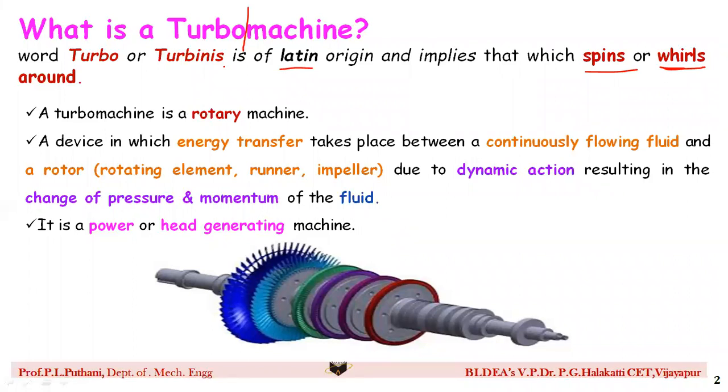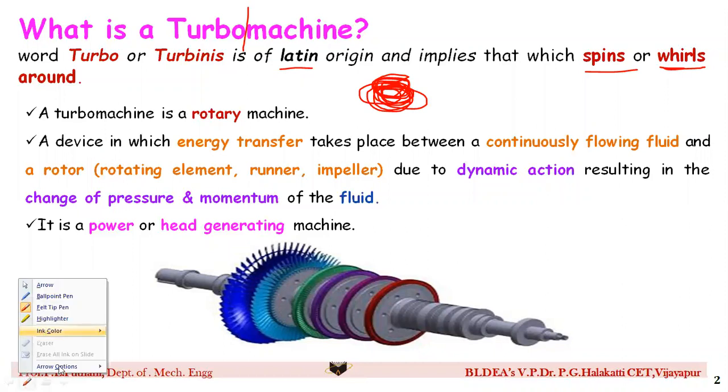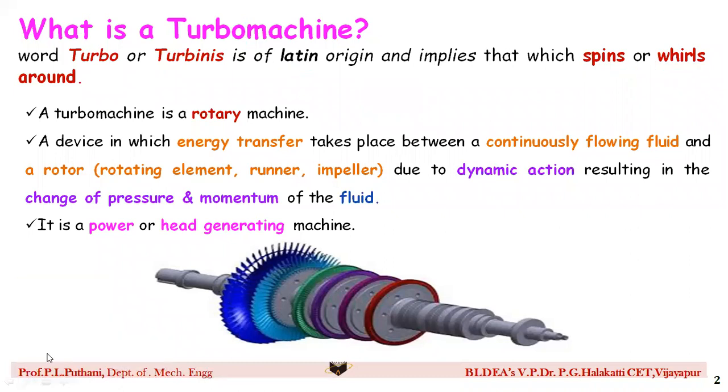The best example for this is that you have heard about Whirlpool washing machines. In the Whirlpool advertisement you have seen how a completely spinning action takes place inside the washing machine. This type of whirling or spinning action, we call by the term turbo. Therefore, a turbo machine develops a spinning action where, with the help of the spinning or whirling action, the energy transfer takes place between the flowing fluid and the rotating element.